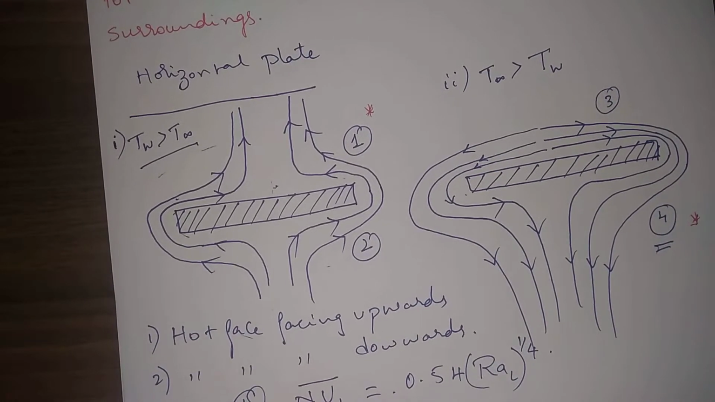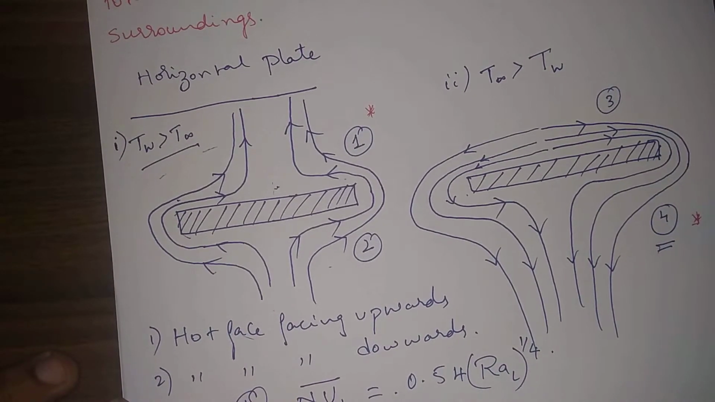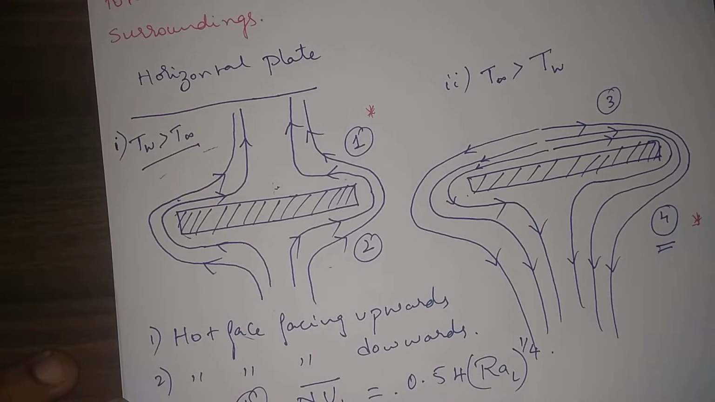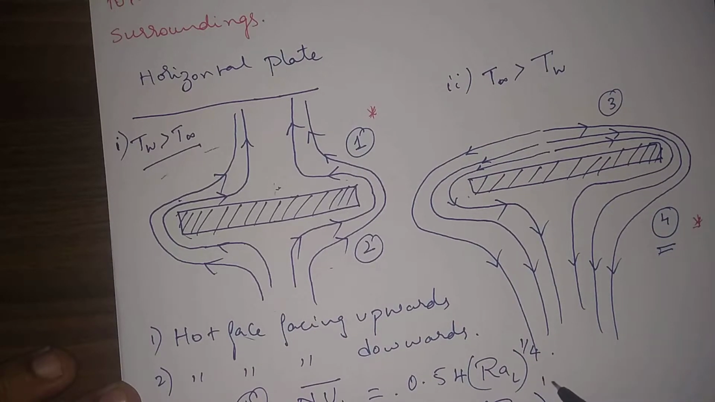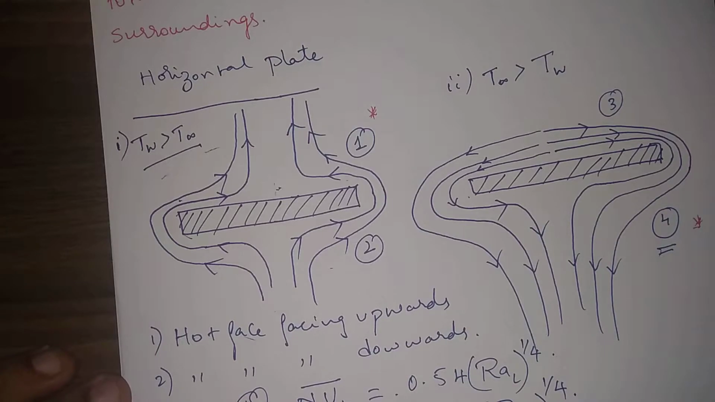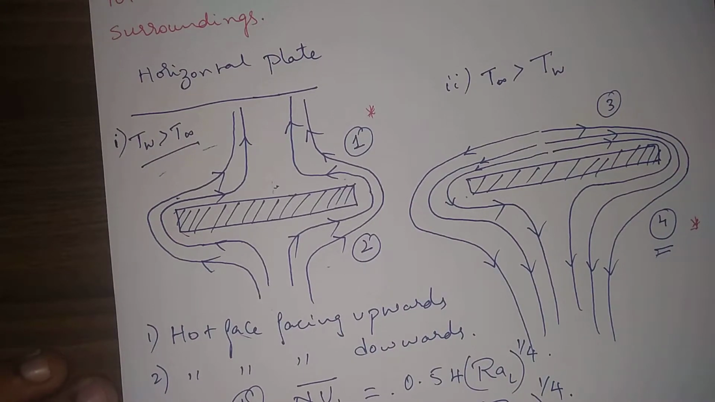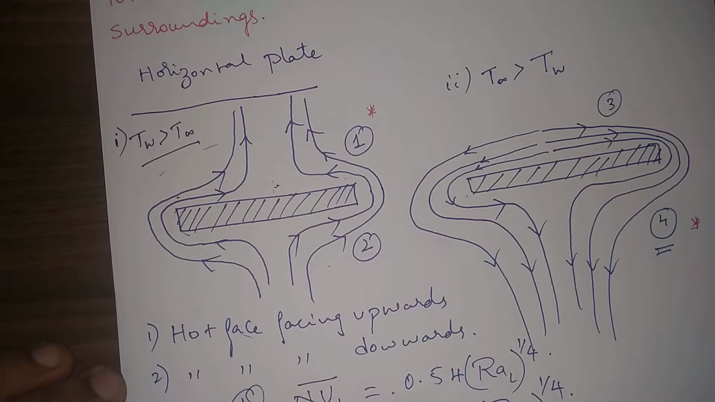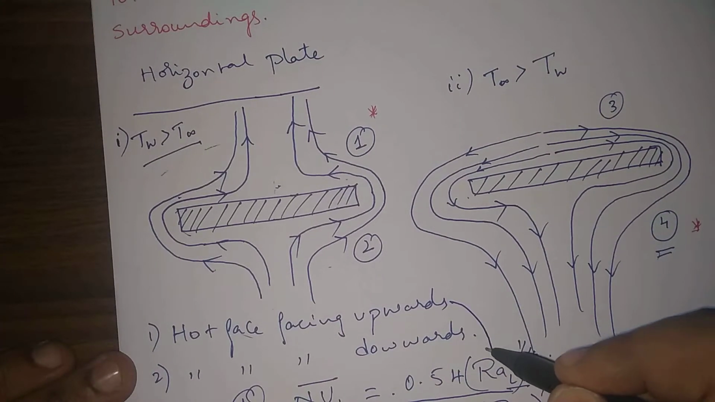And for 2 and 3, the Nusselt number correlation is going to be 0.27 Ra_L to the power of 1 by 4. So what you can consider is this condition, that is for 1 and 4, where the average Nusselt number is given as 0.54 Ra_L to the power of 1 by 4. This is nothing but hot face facing upwards.